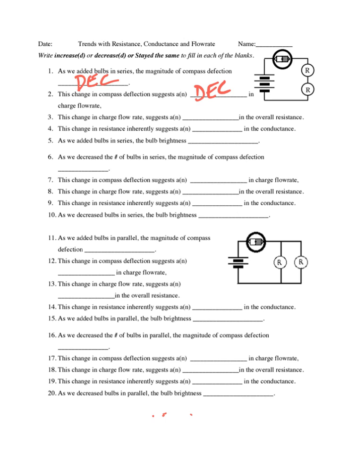So just get used to the idea that the compass is measuring the flow rate, or the compass is measuring the current. This change in charge flow rate suggests an increase in the overall resistance. Remember that resistance opposes the flow of the charge.